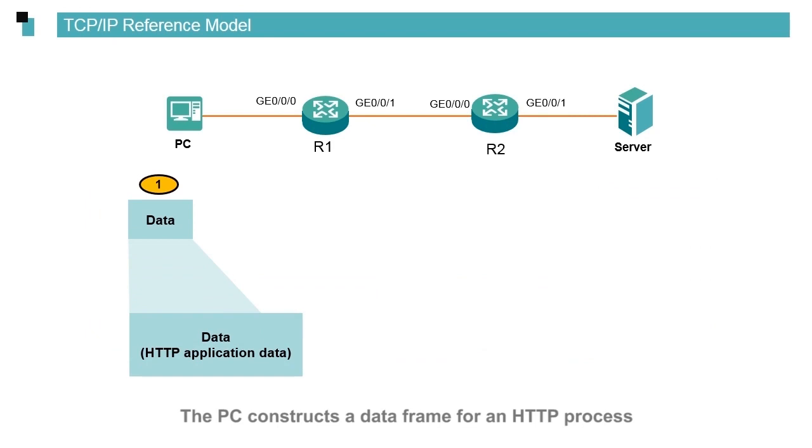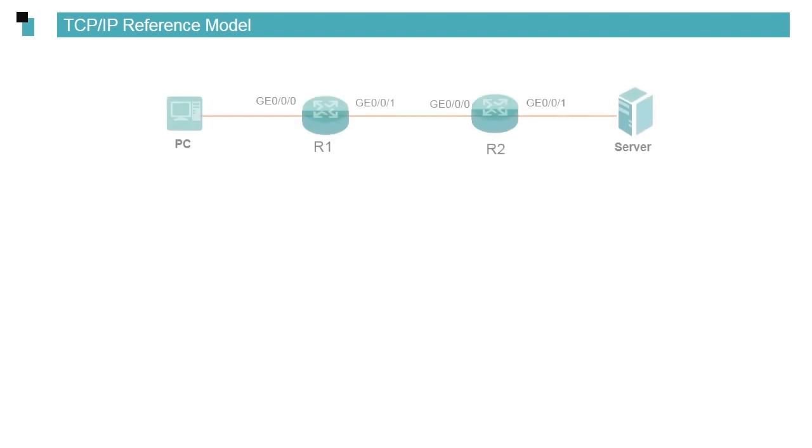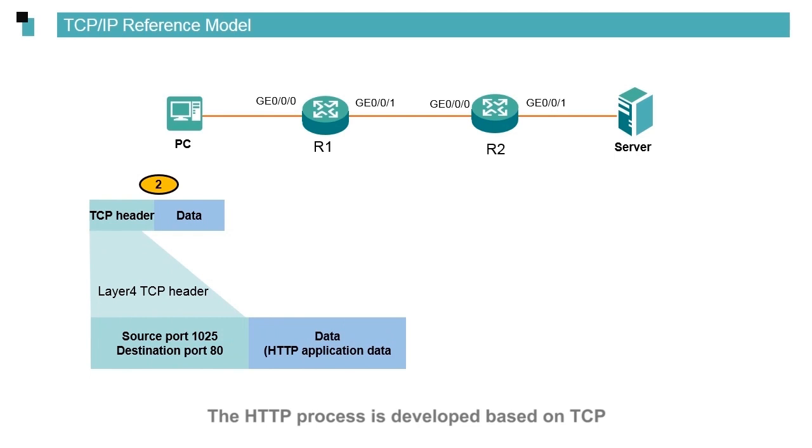The PC constructs a data frame for an HTTP process. Data is forwarded to the server. The HTTP process is developed based on TCP. A TCP header is added to data before the data reaches the transport layer. In the TCP header, a source port is randomly generated, and the destination port number is set to the port number to which the remote server is listening.